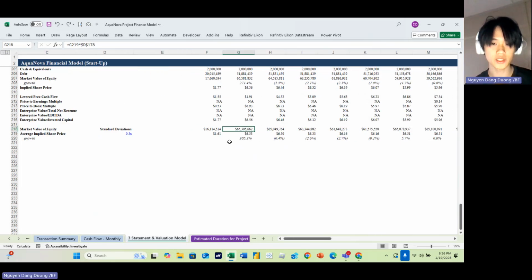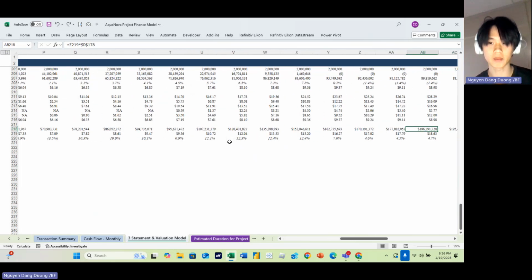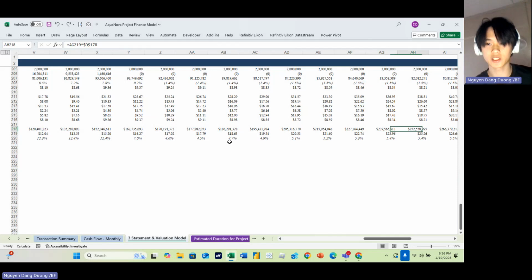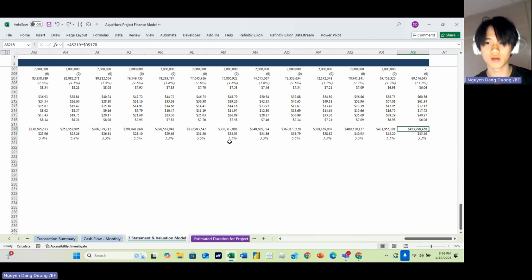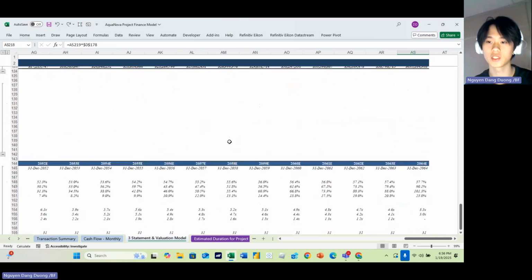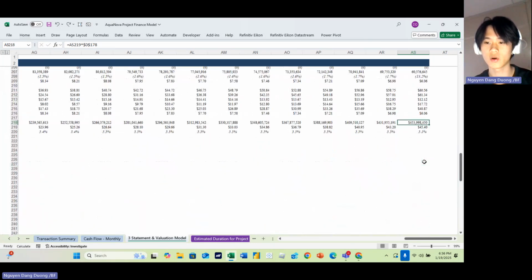And as you can see here, the business actually grows in value over time as it gets more stable, to a value of like $450 million at the end of 40 years in 2064.